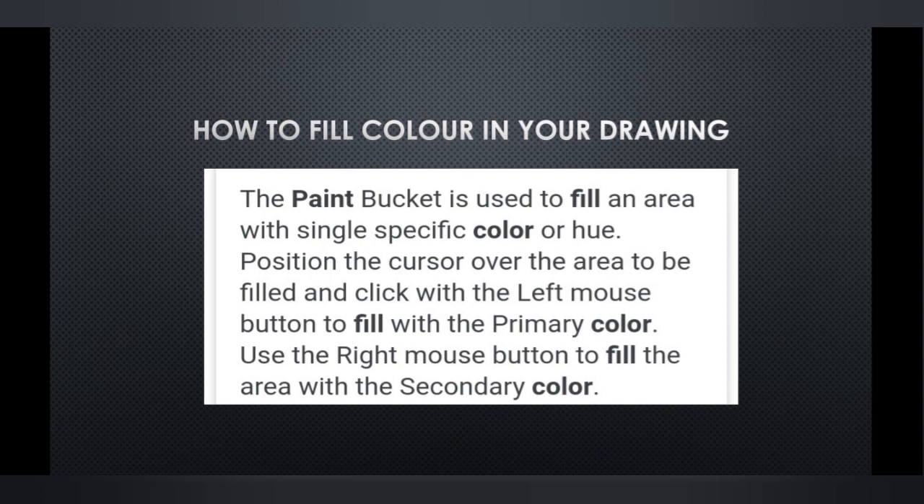area. Then use the right mouse button to fill the area with the secondary color, and whatever you want, that secondary color will fill the area. For that you have to use your right mouse button. So first you have to select it with the left mouse button, then you have to select your desired color, and then you have to fill it using your right mouse button. Okay, that area will be filled afterward.